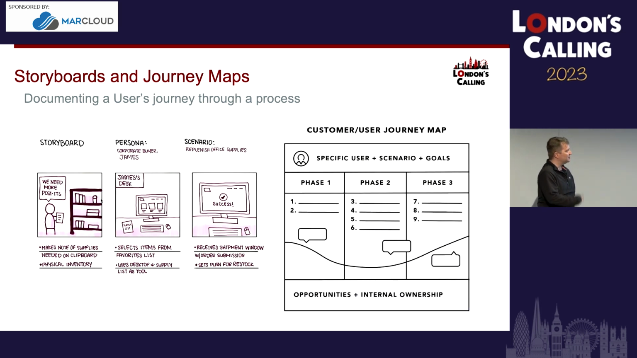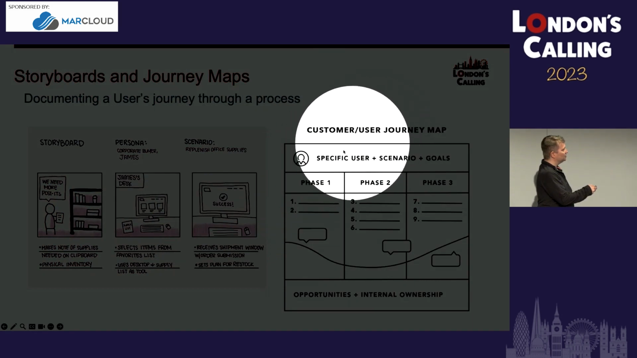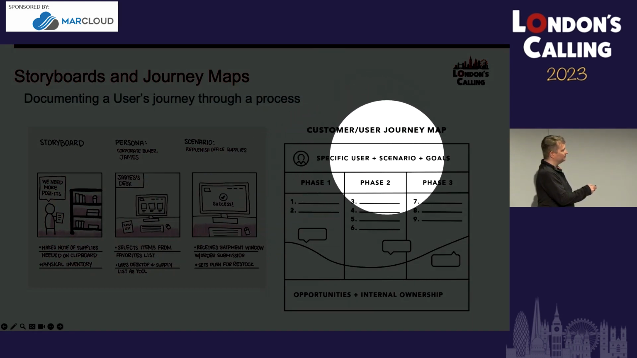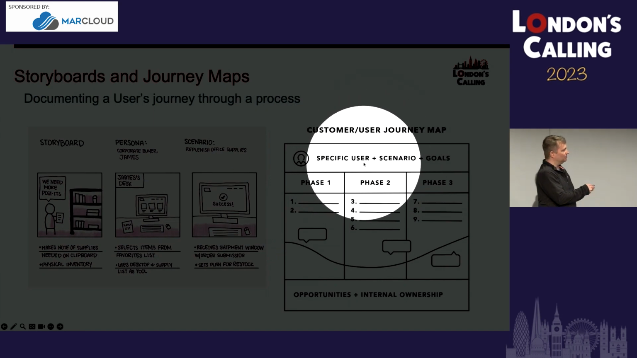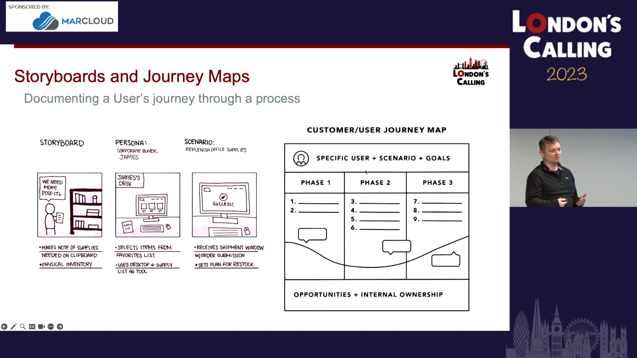The journey map is a little bit more sophisticated. Instead of a single task, we're mapping out an entire process. We still have a single goal, a scenario, and a specific user. And indeed, when you create a journey map, you really want to make sure that you're limiting it to one single user and scenario, because otherwise these things can get fairly messy quite quickly.